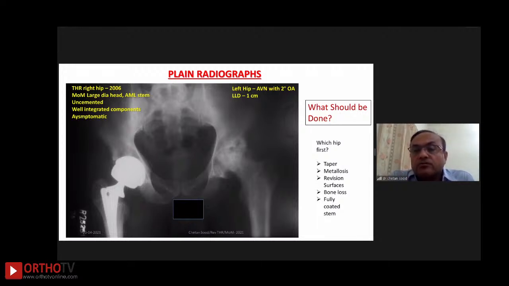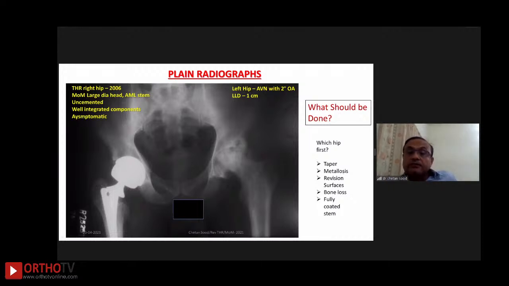So these are the problems we could think about. Firstly, which hip should we address? Secondly, there was a taper issue. Now this AML stem is a 9 by 10 taper, and most of the tapers that we have today are 12 by 14 or 10 by 40. And metallosis was certainly there. There was a pseudotumor.